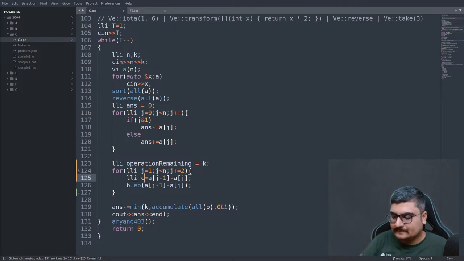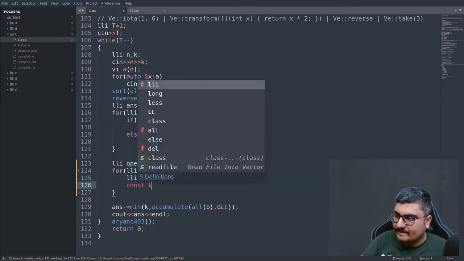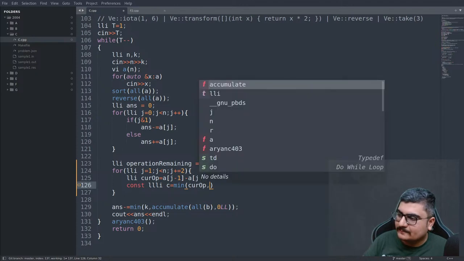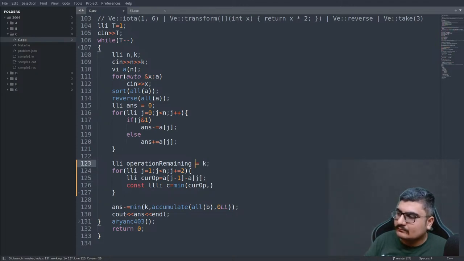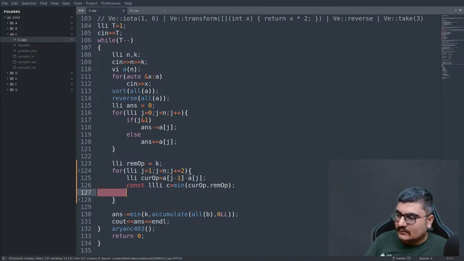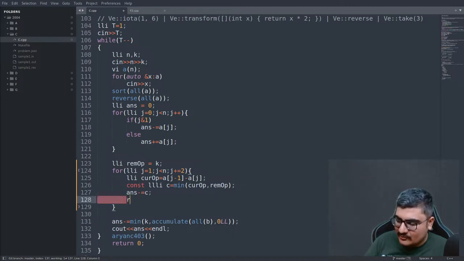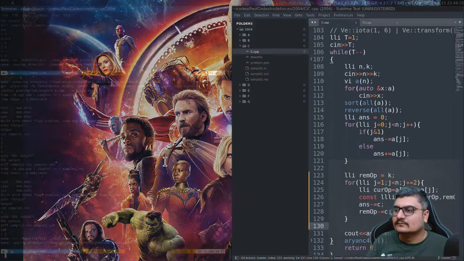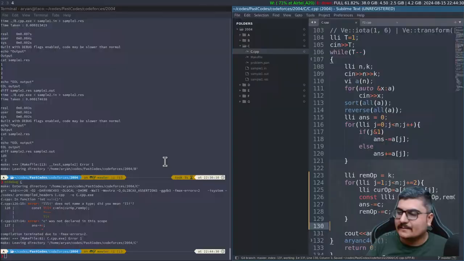Current operations. C would be how many operations we can do right now. Then answer minus equal to C, the Bob count which Bob has increased, and the remaining number of operations Bob can do. This can be another way to solve this problem.